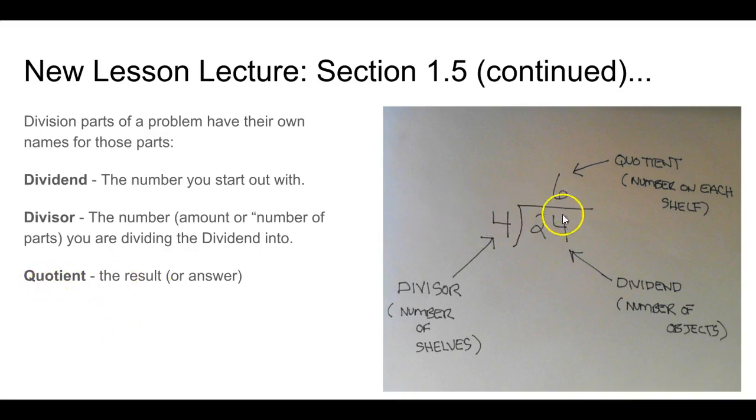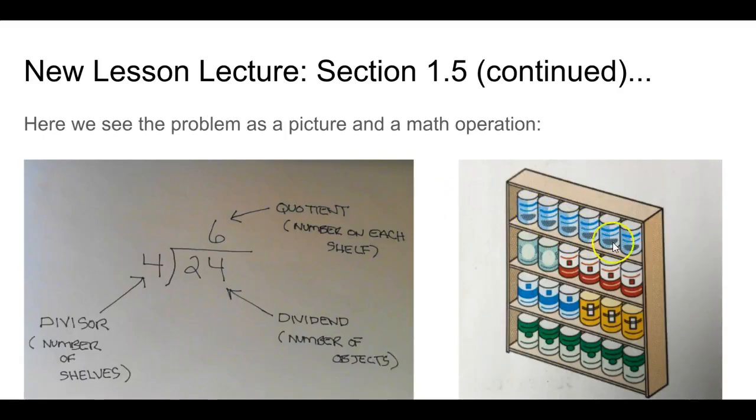So I can take 24 and divide that into 4 equal parts, I have 6 sets of 4, just like I have here in the cans on the shelves. Okay, I hope that that's clear. If you have any questions about that, we could certainly talk more about that.